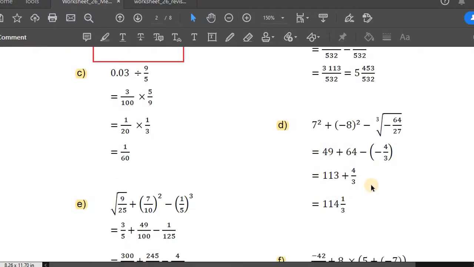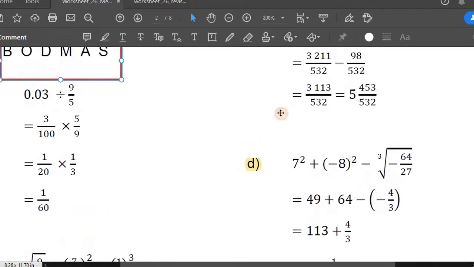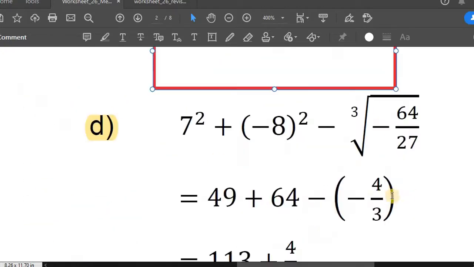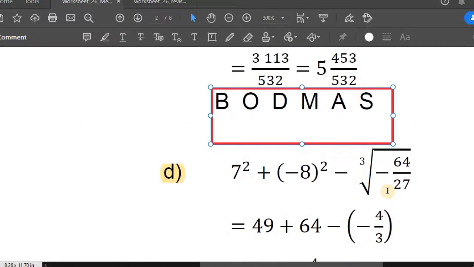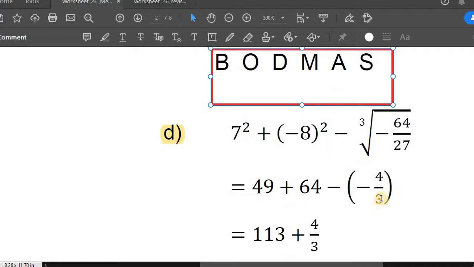Okay, let's go to D. Let's bring this here. 7 squared. Let's do one thing at a time. So brackets, within our bracket it's simplified to the max. O is for your orders, we said is exponents. Now clearly we can see the exponent is this here. We can see the exponent here. 7 squared. Then 7 squared is 49.